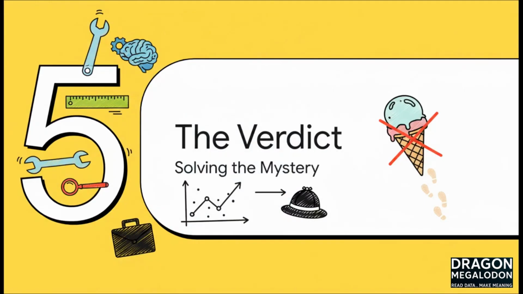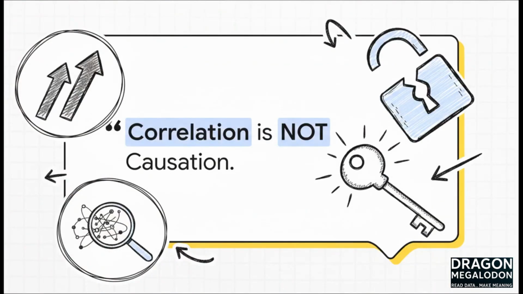All right, there you have it. Our toolkit is complete. We know how to see a pattern, measure it, build a prediction model, and even grade that model. So now let's grab our tools, head back to the crime scene, and finally solve this mystery of the killer ice cream. And this brings us to the single most important rule in the entire Data Detective's Handbook.